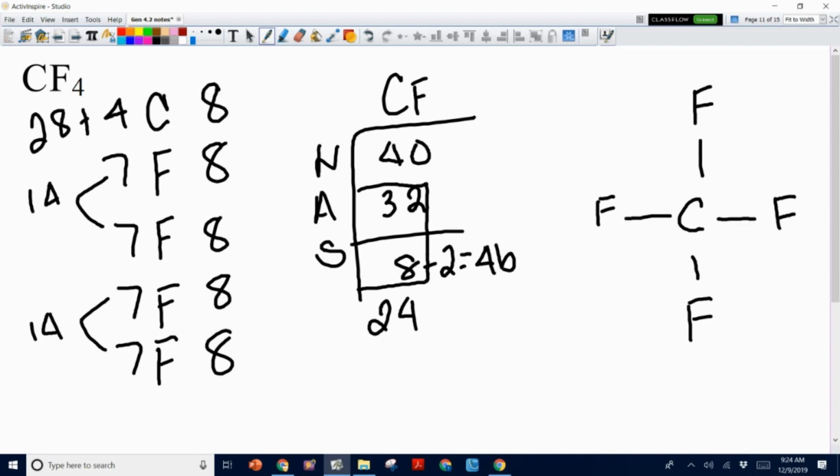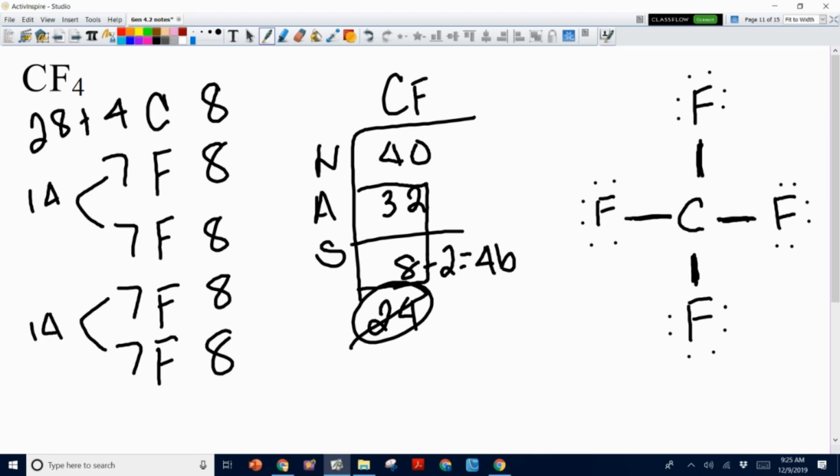So 4 lines. Carbon, we're going to check now. Carbon sees 2, 4, 6, 8. So carbon is fine, but each fluorine only sees 2, and needs to get to 8. So each fluorine got 6 dots. 6 times 4 is 24. We used all of our dots.